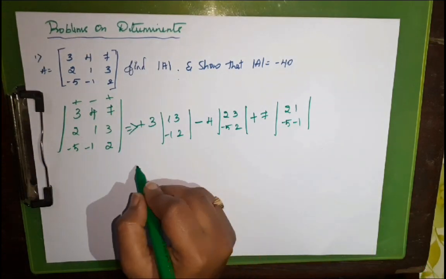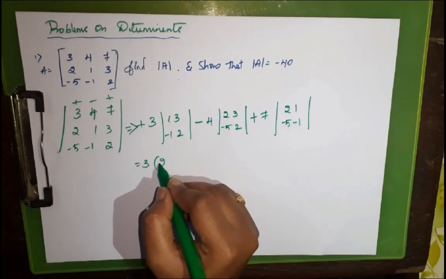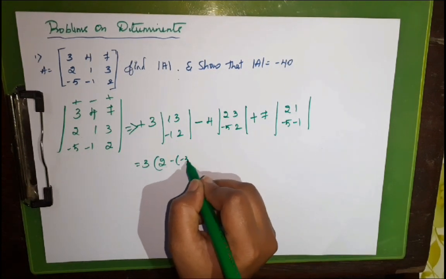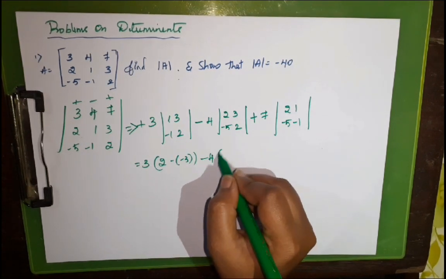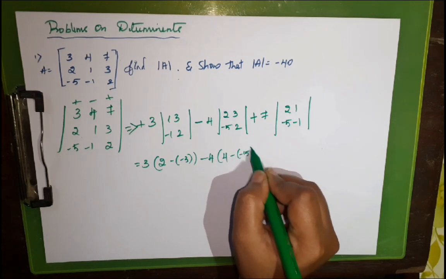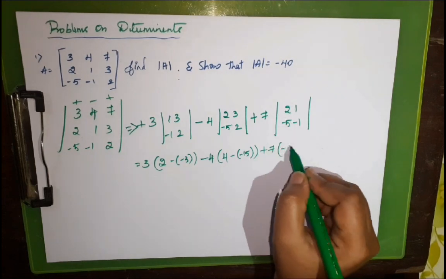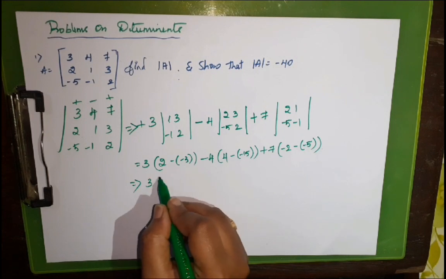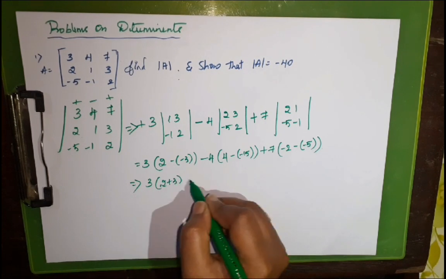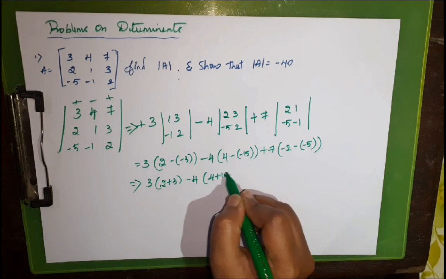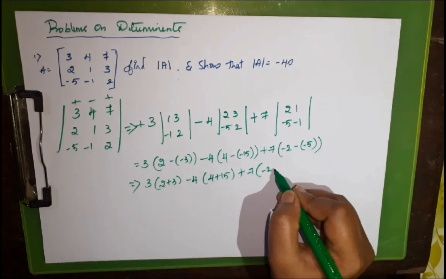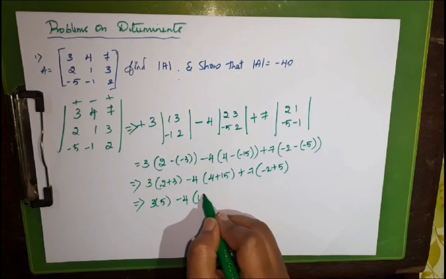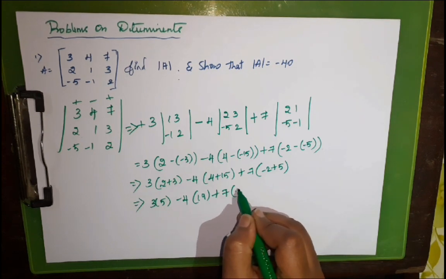Then plus 7. Eliminate row and column, you will get 2, 1, minus 5, minus 1. After this, as usual, cross multiplication: 3 into 1 into 2 is 2. 3 into 1, we will get minus 3. Minus 4, 2 2s are 4, minus of minus 15. Plus 7, minus 2, minus of minus 5. So that is 3 into 2 plus 3, minus 4 into 4 plus 15, plus 7 into minus 2 plus 5. That is equal to 3 into 5, minus 4 into 19, plus 7 into 3.